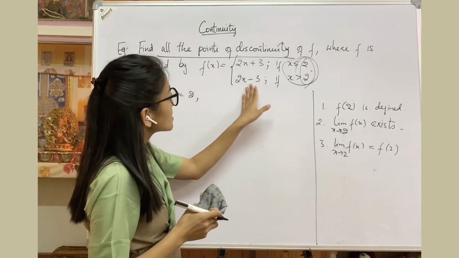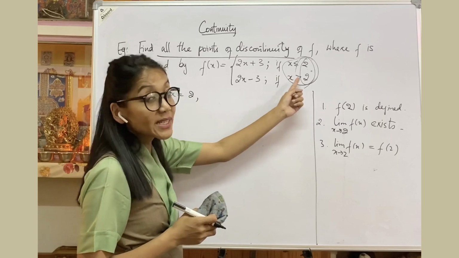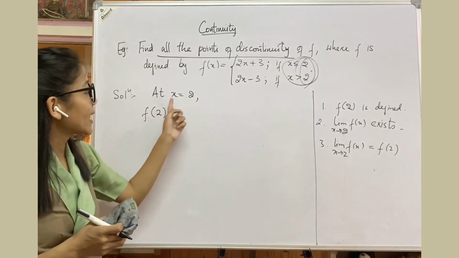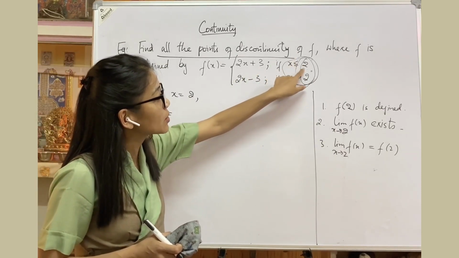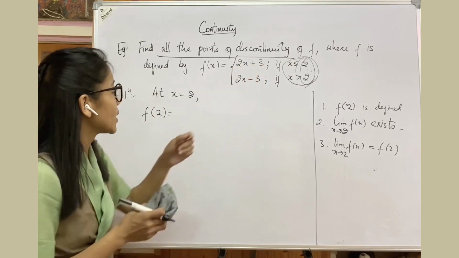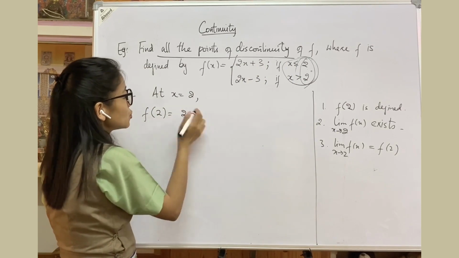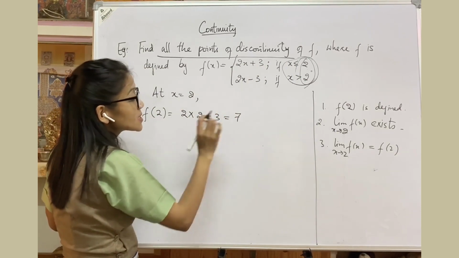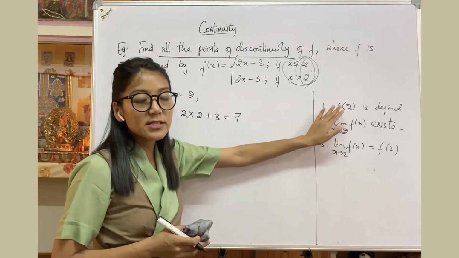So this is the function, it takes value 2x minus 3 when x is strictly greater than 2, right? But here in this case we are taking x equals 2, which comes in this category, x less than or equal to 2. So therefore your function will be 2x plus 3. So 2 into 2 plus 3, so that is 4 plus 3 is 7, which is a defined value, right? So therefore the first condition is satisfied, okay?